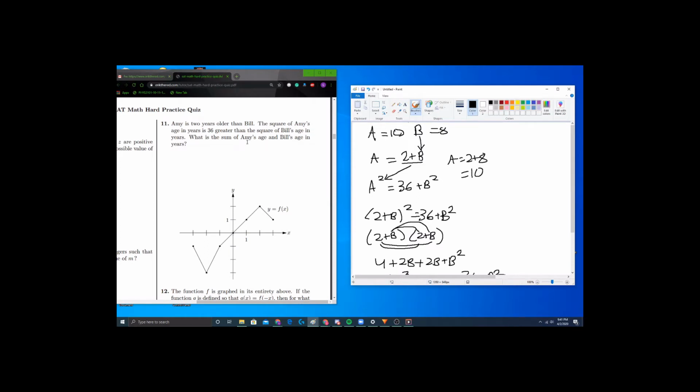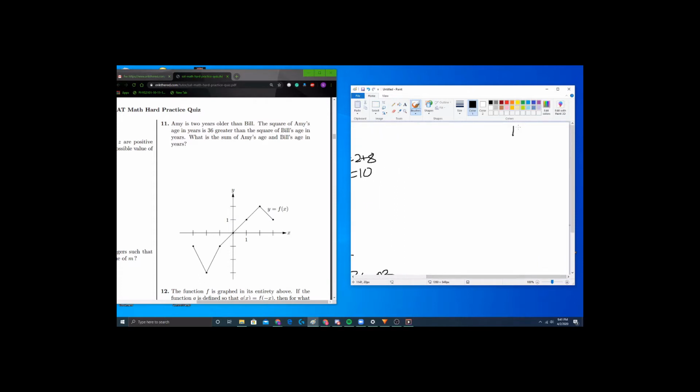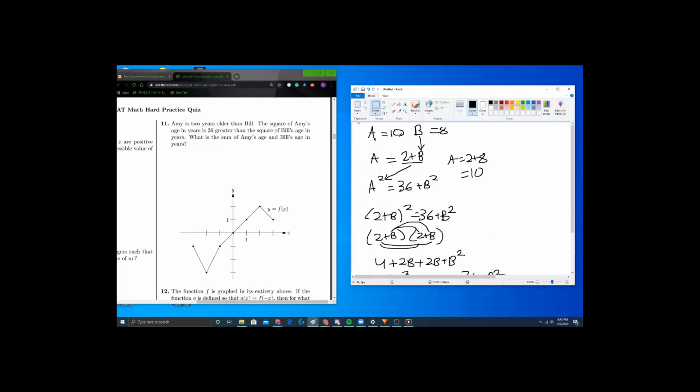They asked for the sum of Amy's age and Bill's age in years. 10 plus 8 is 18. So our answer for question number 11 is going to be 18. Let's take all this away.